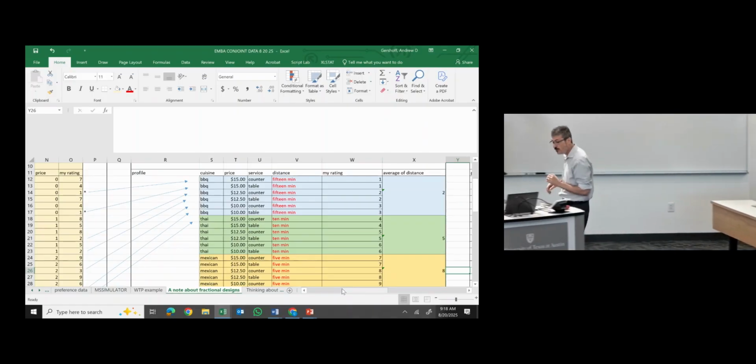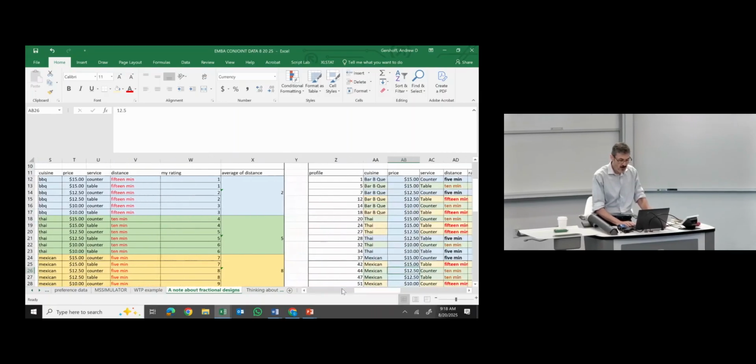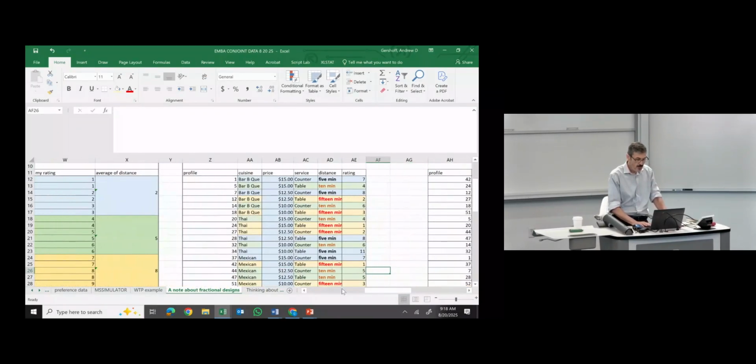And so I can use another model. This is a model that does use a fractional factorial design, right? And what you can see here, in the model that we're going to use, is all my barbecues. Across barbecues I've got different prices, different kinds of service, and different distances. So there's a very low correlation, if any correlation at all, between these. And so here's my ratings.